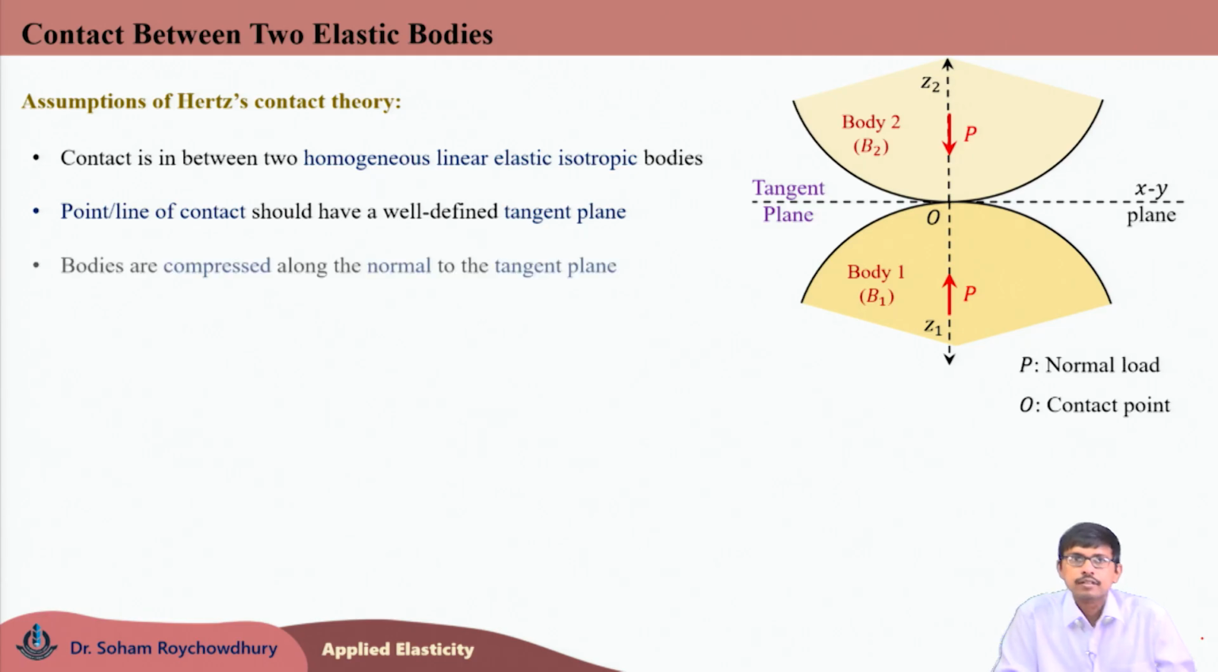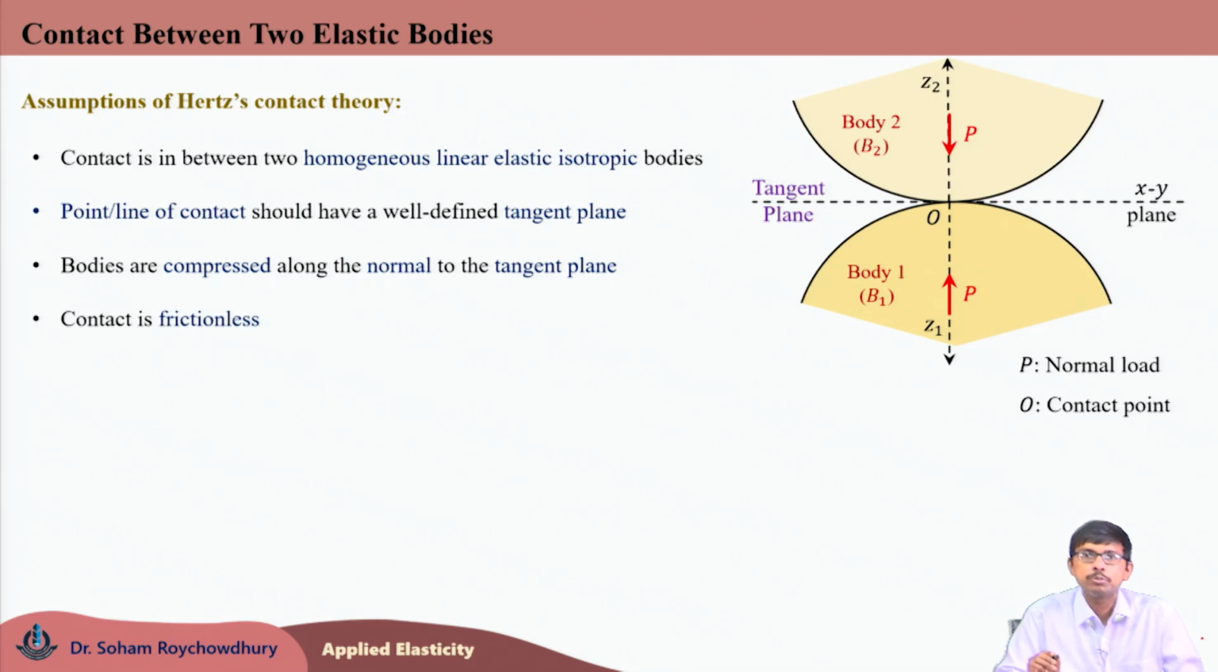Now, bodies must be compressed along the normal direction to the tangent plane. So, the applied loading P should be perpendicular to the tangent plane for both the bodies, that is preserved here. So, Z1, Z2 are the directions along which the P forces, compressive loads, are acting, and Z1, Z2 are perpendicular to the tangent plane, which is XY plane for our problem. Next, the contact is assumed to be frictionless. No friction is considered at the point of contact or within the contact span.